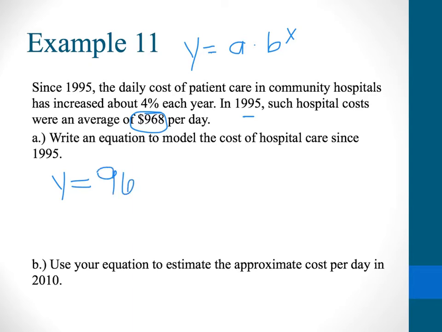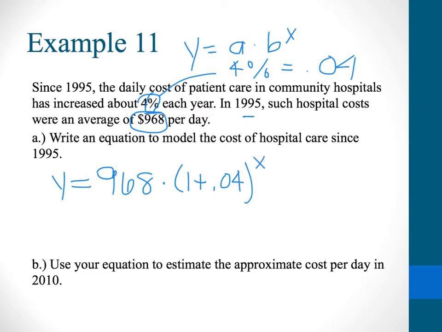So that's 968. And then my b value, because it's growing or increasing, is 1 plus my r value. Well, my r value is this 4%. So 4% as a decimal is equal to 0.04. So I'm going to go 1 plus 0.04, and we're going to raise this to the power of x, or because it's talking about time, you could put t for time if you wanted. If I simplify this, I get y equals 968 times 1.04 to the power of x.